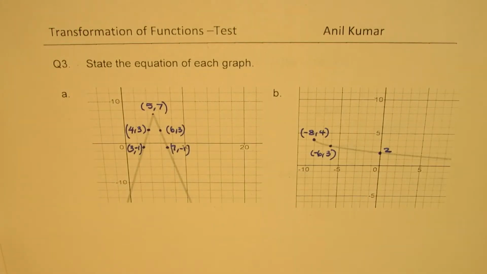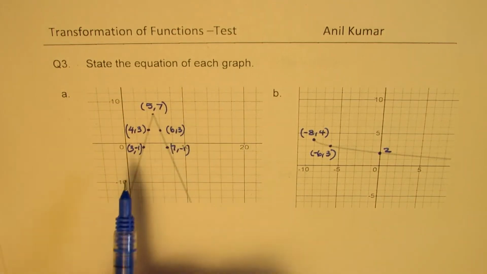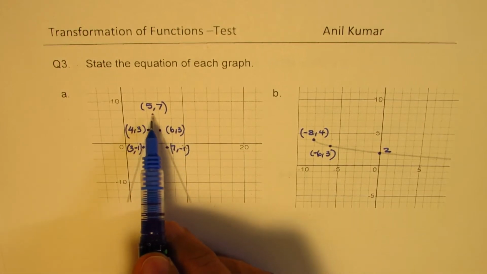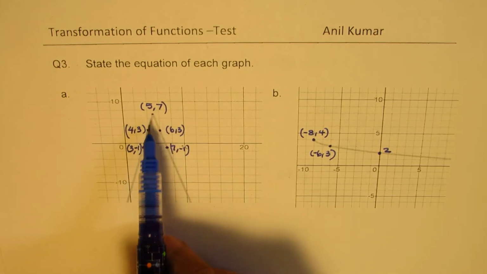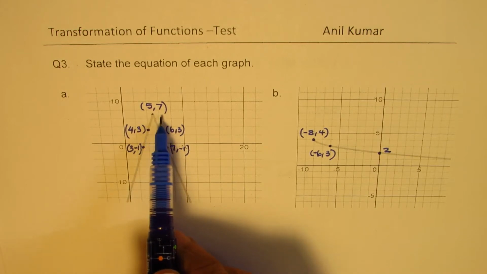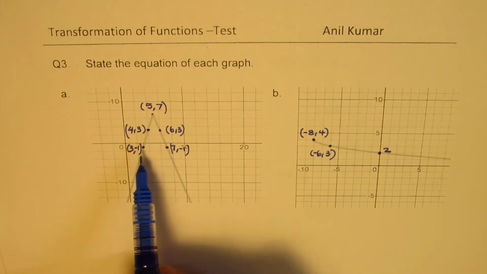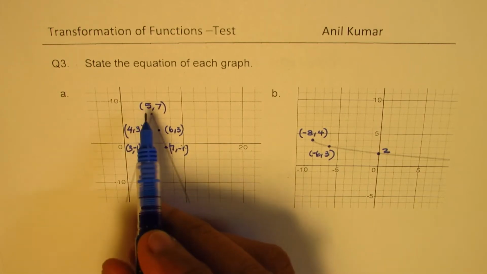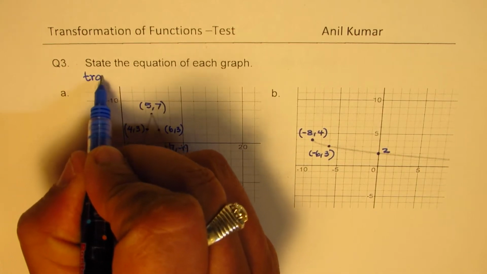Now let's take question number 3, which is you need to state the equation of the given graph. Now clearly this is an absolute value function where the vertex has gone to (5, 7). Now the points which are being shown here, when you move 1 unit to the right, instead of moving 1 down, you're moving 2 down. Do you see that? So from the graph, it seems that there is a translation.